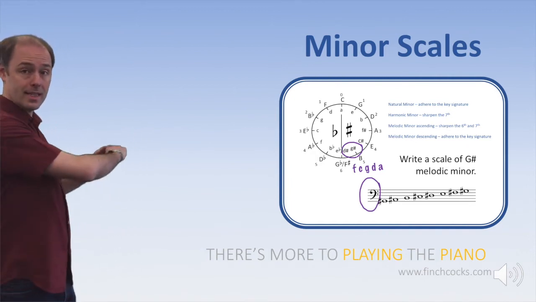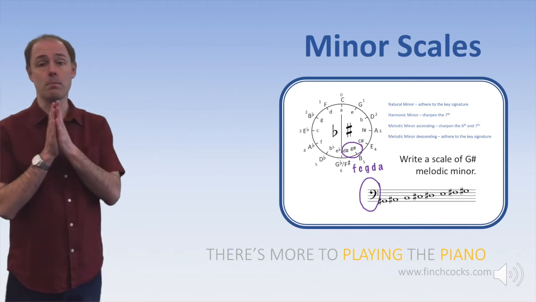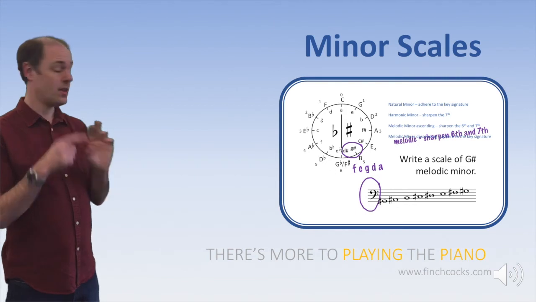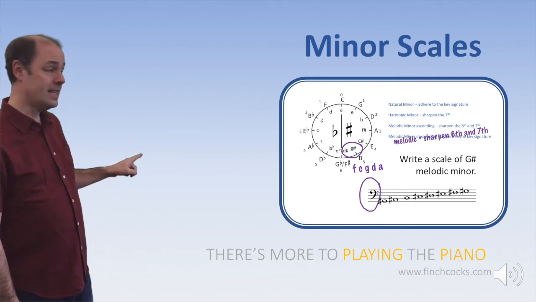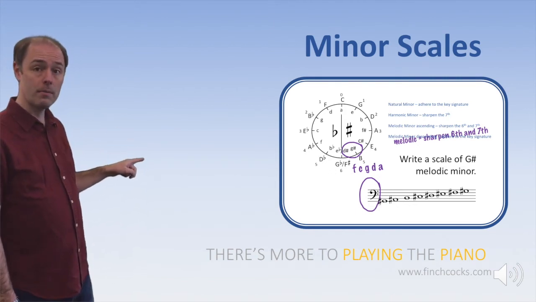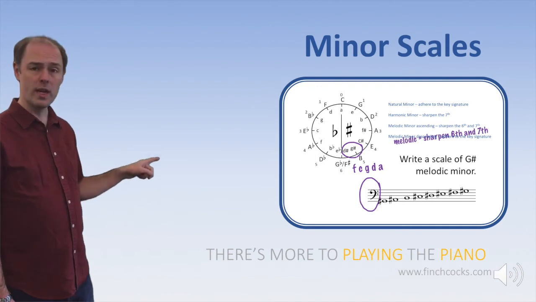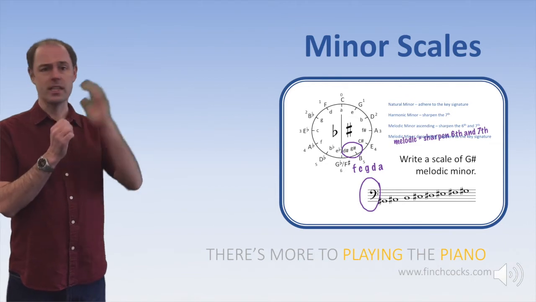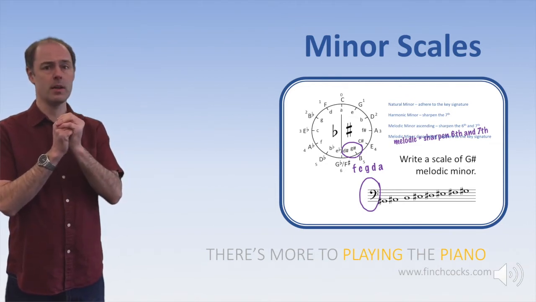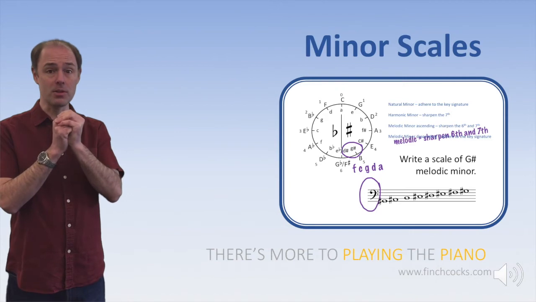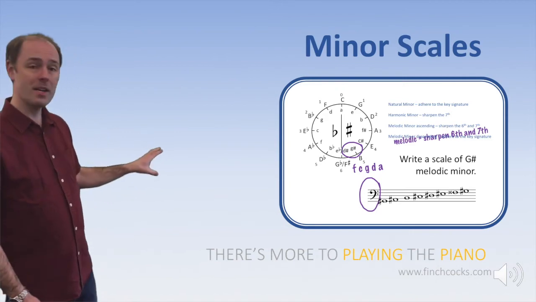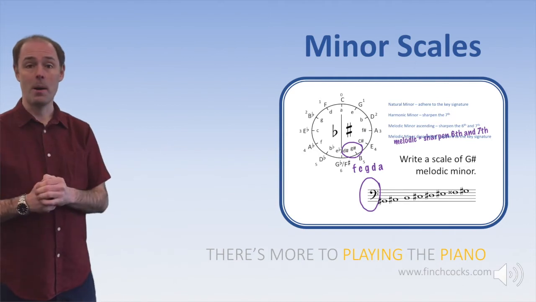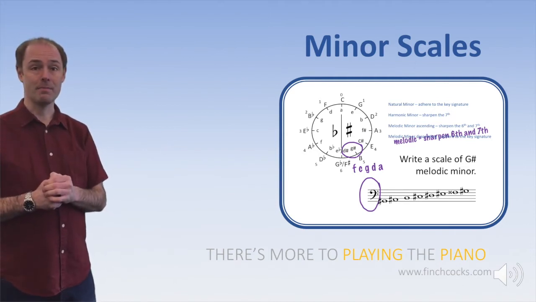That's the key signature. Now of course I asked for melodic minor, so we need to sharpen the 6th and the 7th. The 6th note is E, so that becomes E sharp. The 7th note is already an F sharp. I'm not going to make it into a G, it's got to be an F. It's already an F sharp, so I need a special symbol, an F double sharp. So I turn my F sharp into an F double sharp, and that's G sharp melodic minor scale.